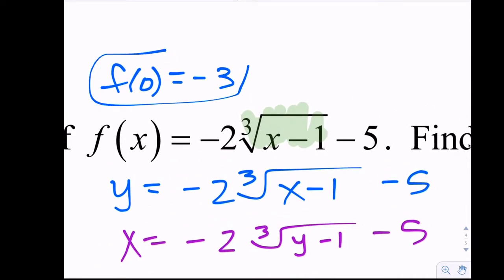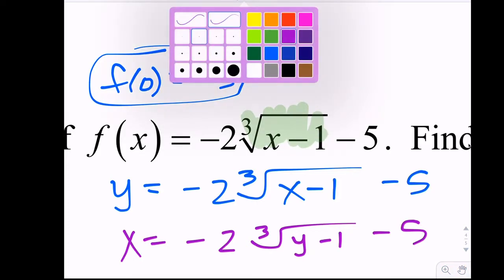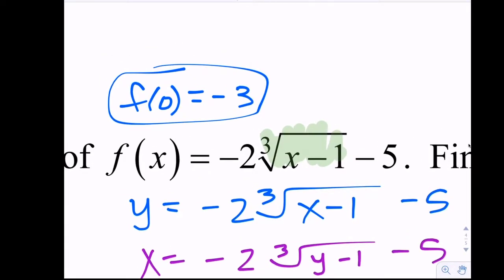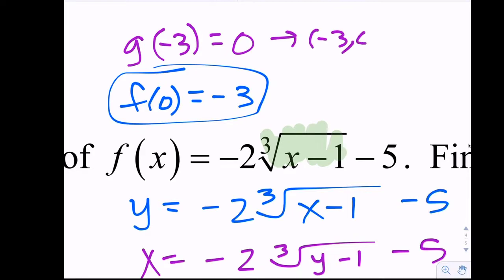So if the y-intercept of f is negative 3, that should be the what intercept of its inverse g? X-intercept. So the corresponding point, if f of 0 equals negative 3, then g of negative 3 should equal what? 0. Yeah, and we have the point negative 3, 0, the x-intercept, corresponding to the point 0, negative 3.